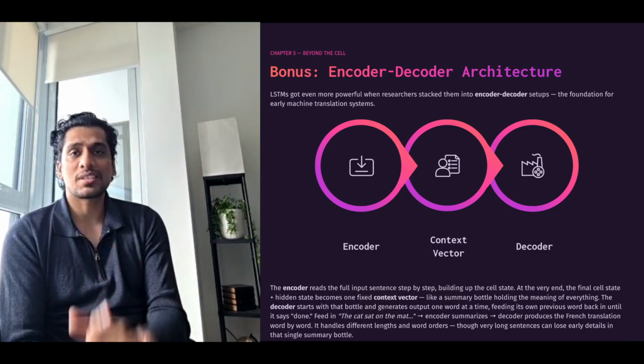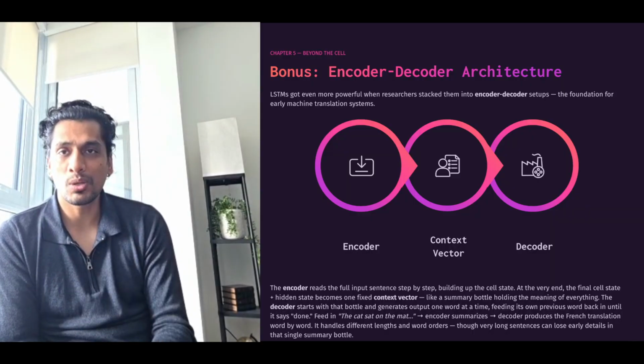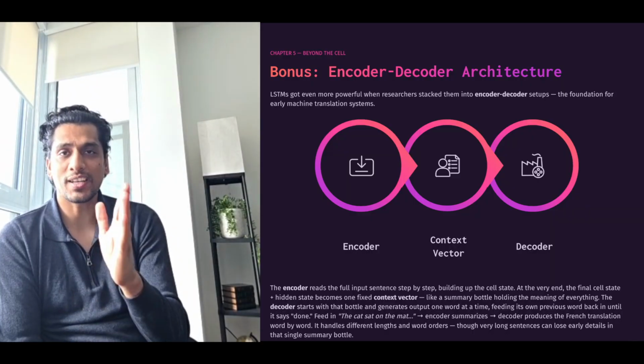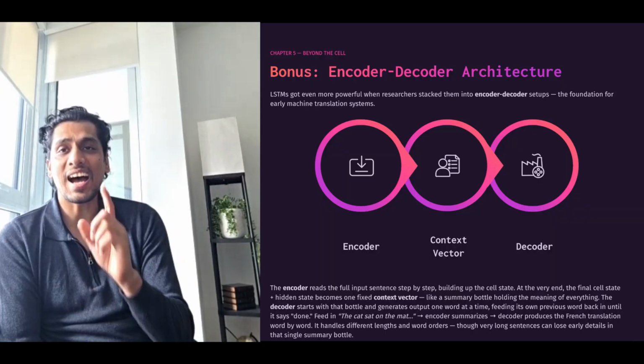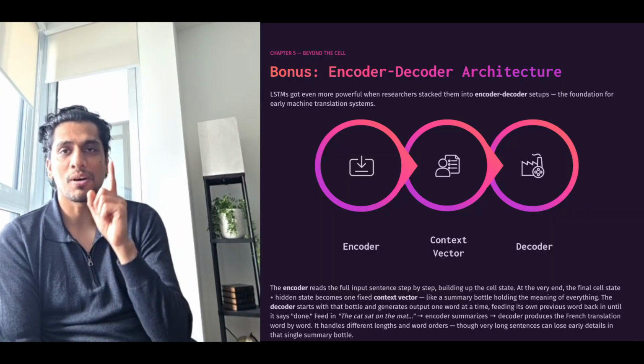That's LSTMs in a nutshell. Conveyor belt memory, 3 gates controlling forget, add, reveal, and additive updates that stop forgetting.